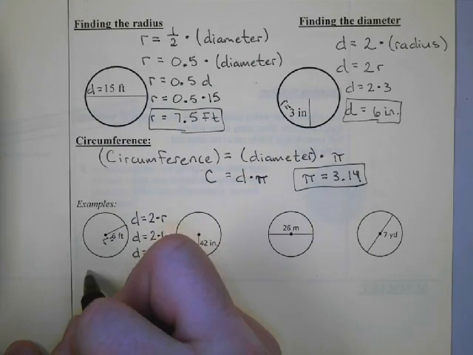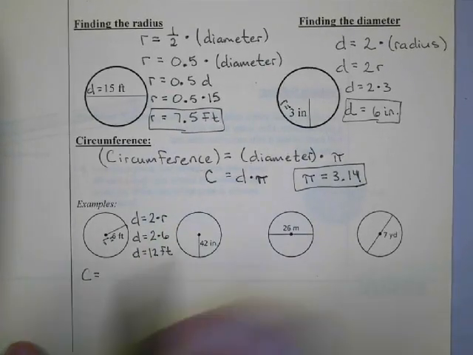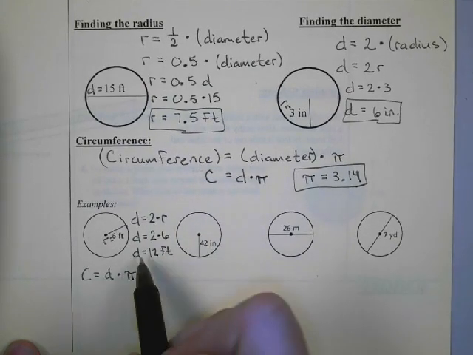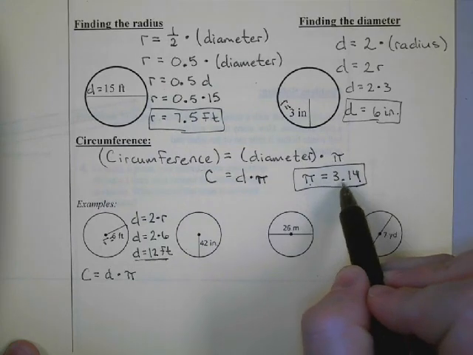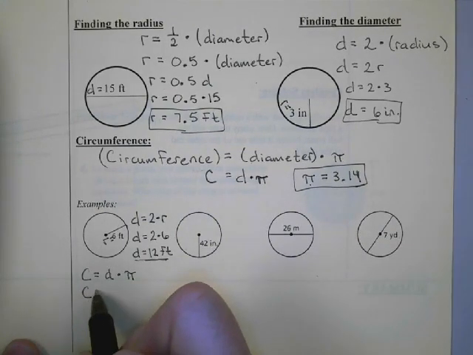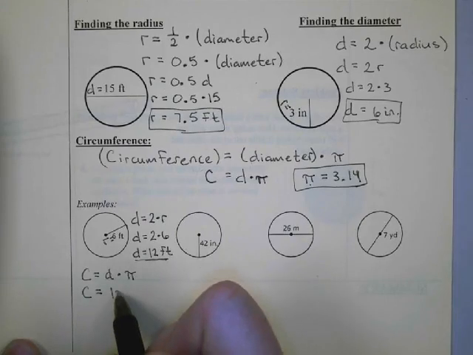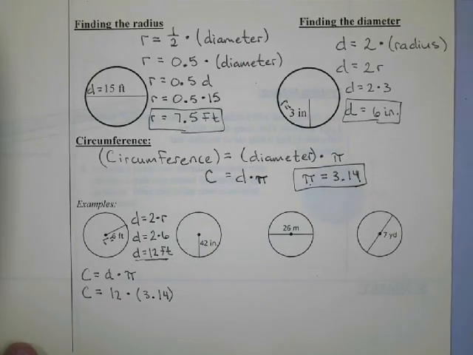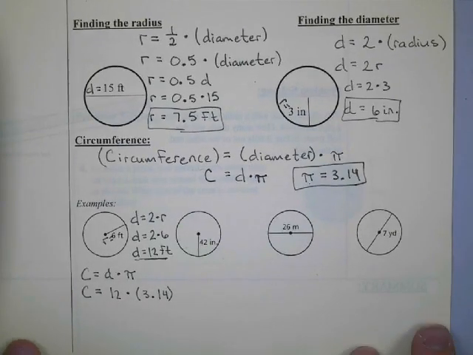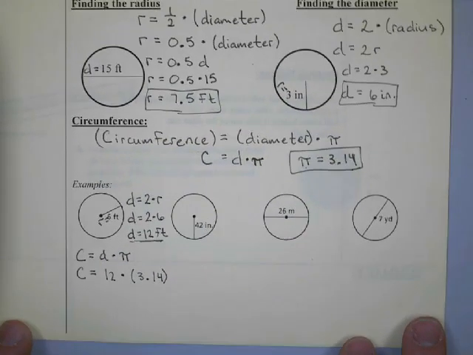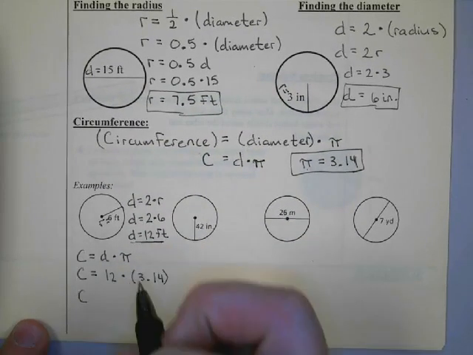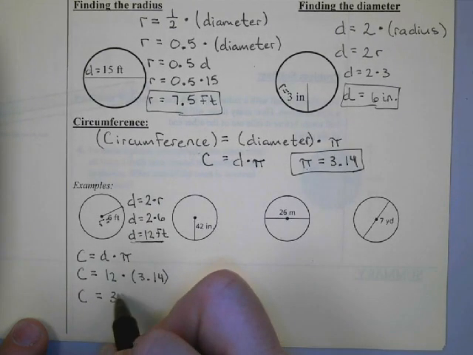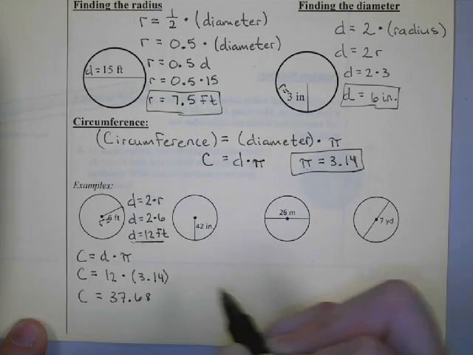Now I can find the circumference by saying the circumference is equal to the diameter times pi. We already know what our diameter is, and we know what number we're going to use for pi. So I'm going to say circumference is equal to 12 times 3.14. We plug this into our calculator, and we'll get circumference is equal to 37.68 feet.